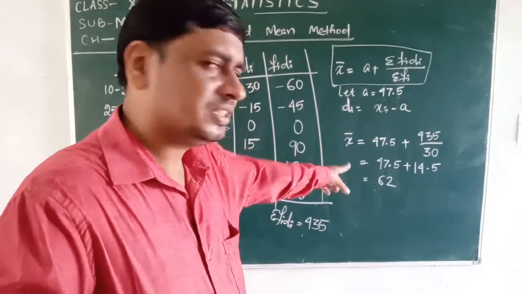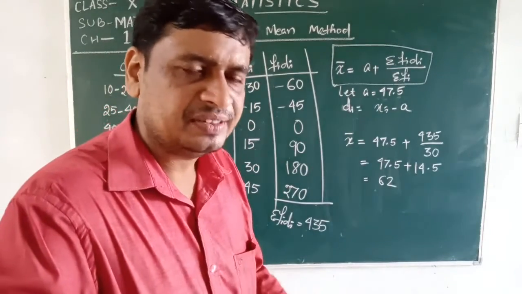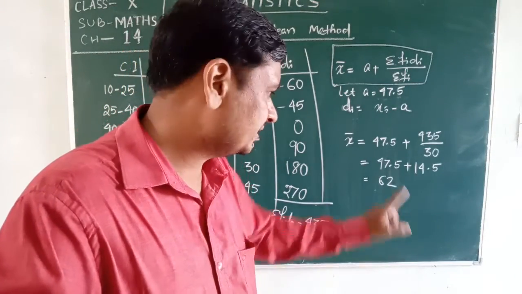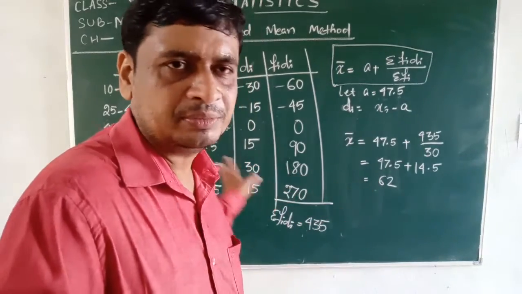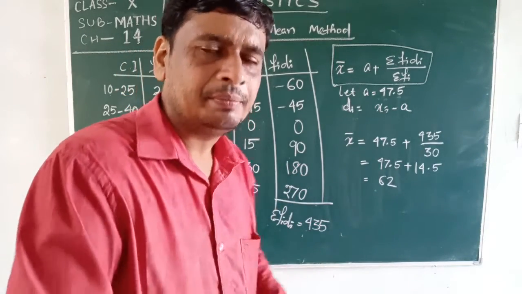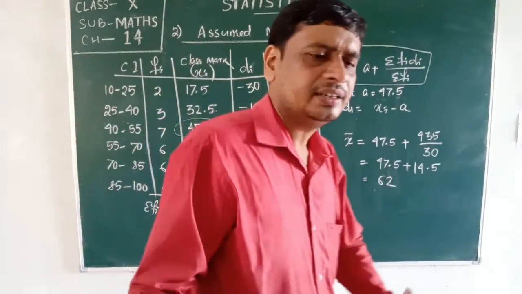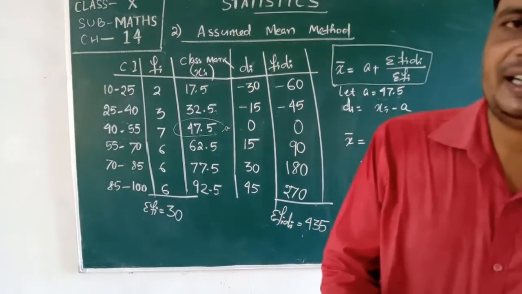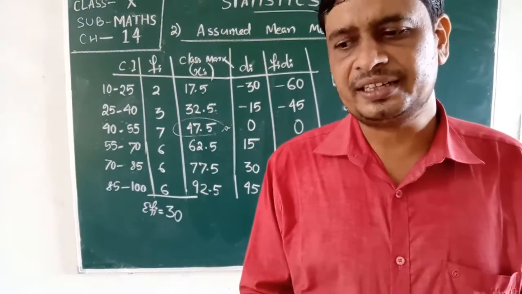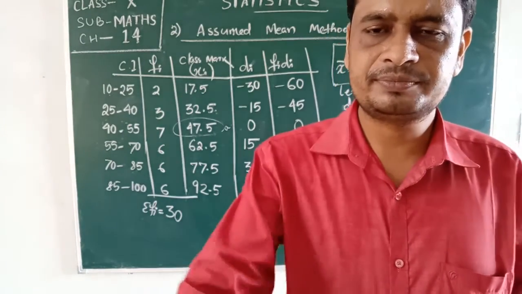This 62 is the mean of this data, and in the previous class we got the same mean 62 from the same data by using the direct method. So by any method, if we find the mean of any data, we always get the same result.